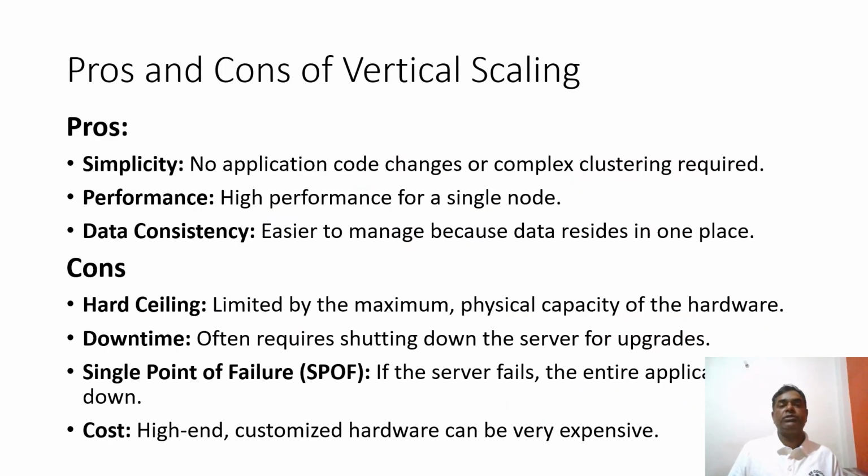Now, what are the pros and cons of vertical scaling? Pros. First one is simplicity, because it is very simple. The code is running in that server only, and there is nothing required for clustering many devices. Performance, high performance for a single node, because here we will use the IPC, inter-process communication. So the speed, or you can say the performance, will be better in this case. Data consistency, easier to manage because all data is in only one system, or you can say one machine, so it is easy.